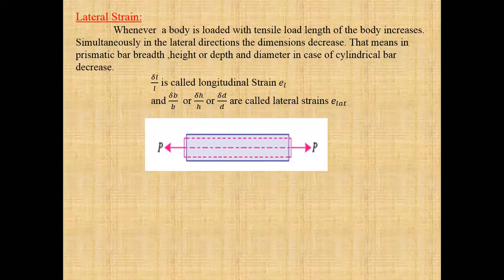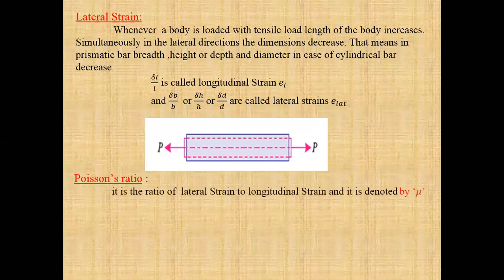So length is increasing, whereas the height, the dashed ones, has been decreased. This is simultaneous. We are not doing anything yet. We are just applying the tensile load, and these two things will happen in the direction of the force or the load, or in the lateral directions. So there is another term, Poisson's ratio.